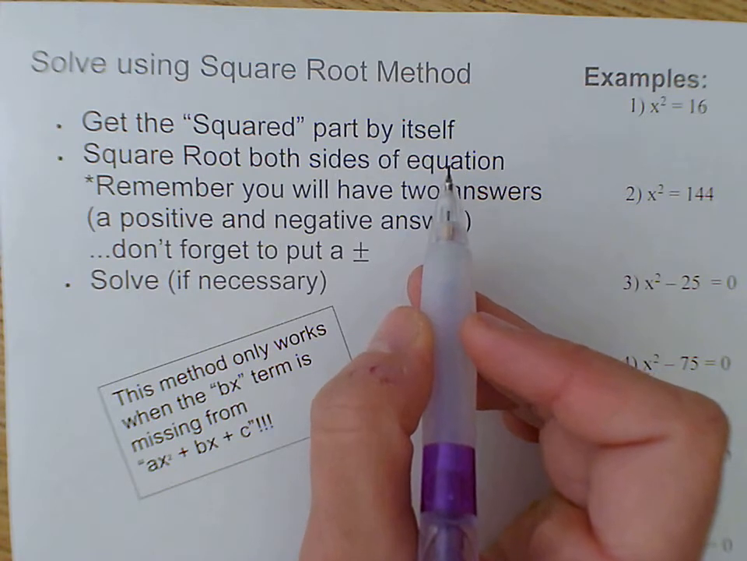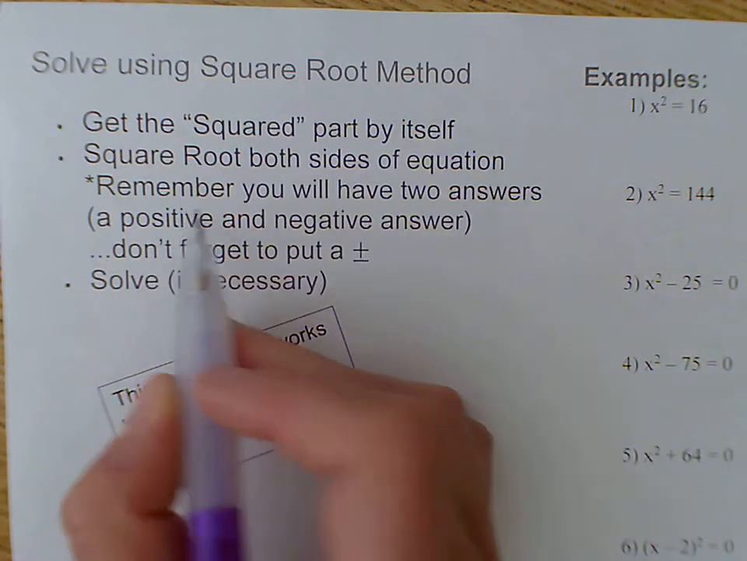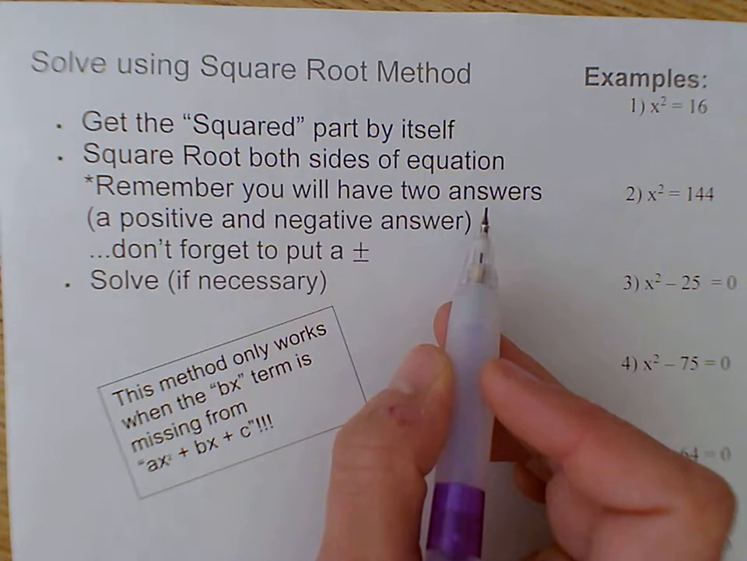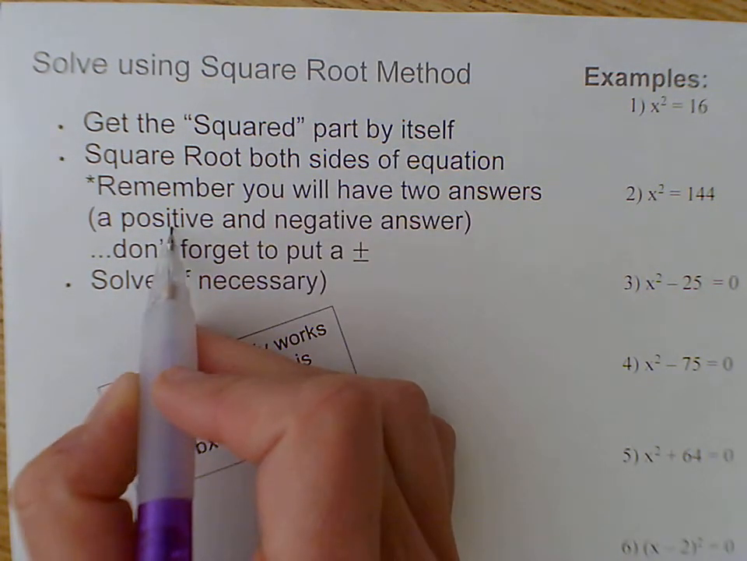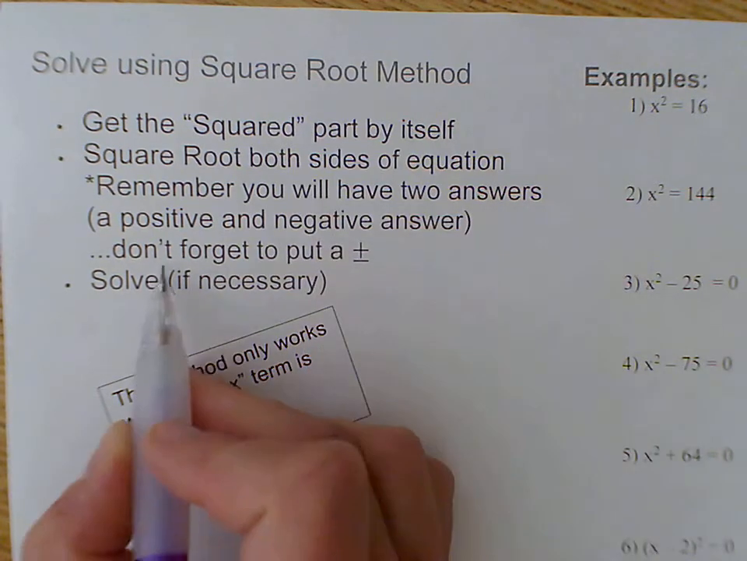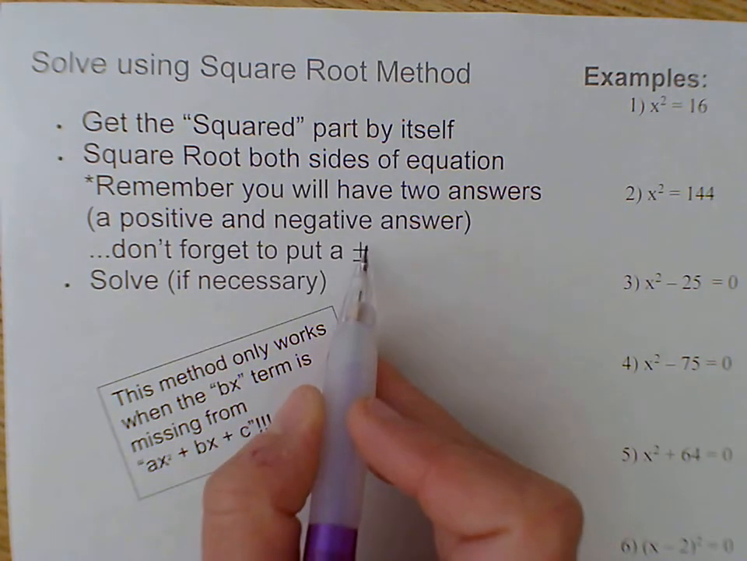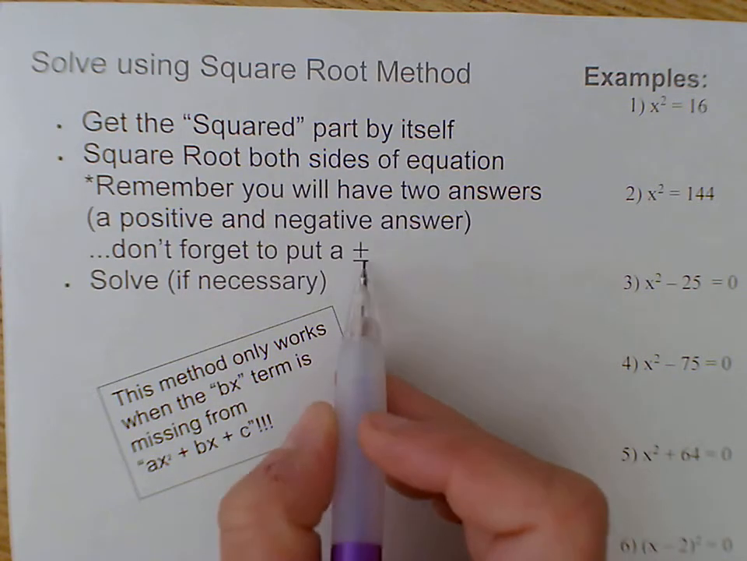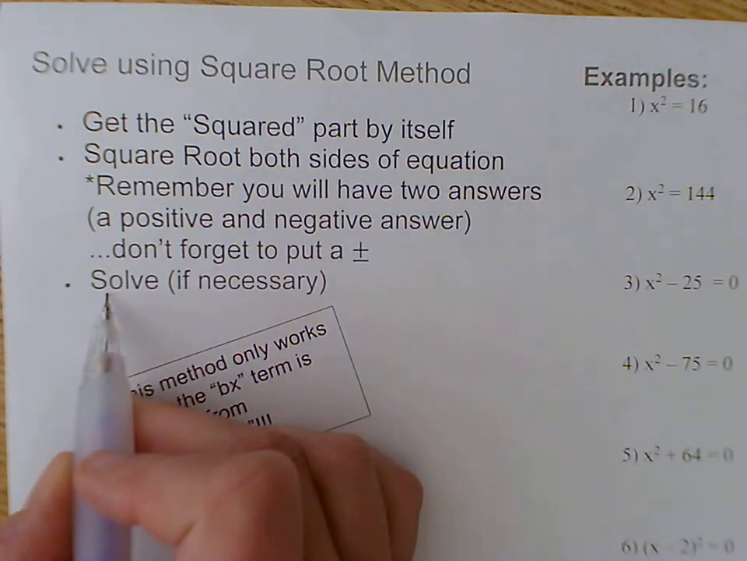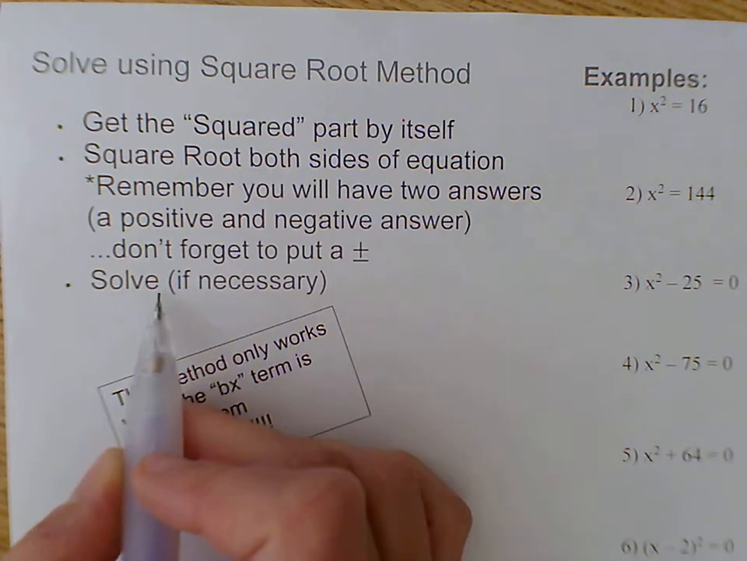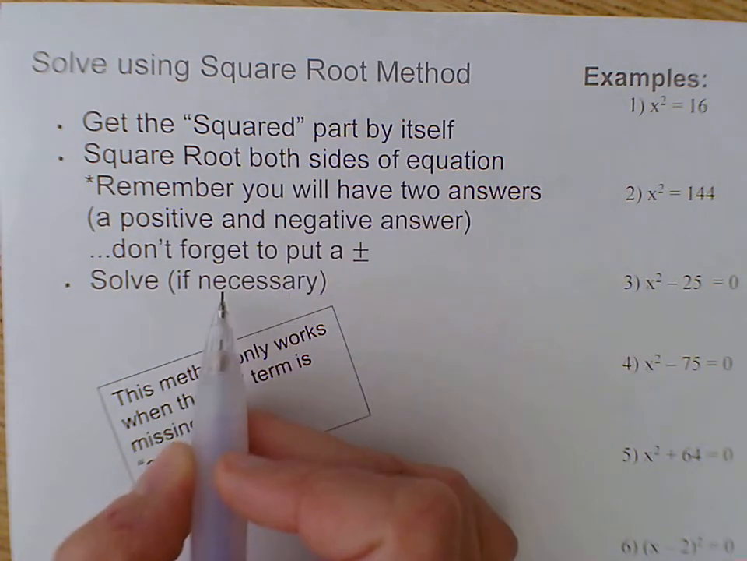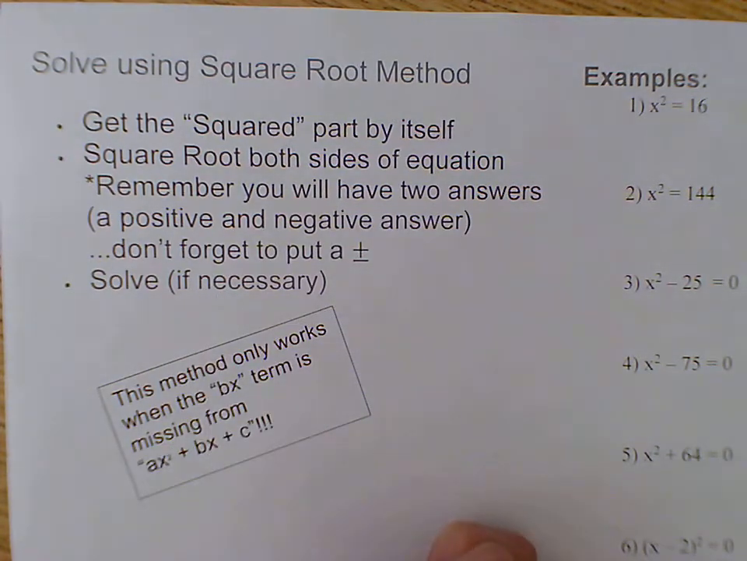After you do that, you have to remember that it's going to give you two answers, and we'll talk about that in a minute. It's going to give you a positive and a negative answer, so you have to remember to put a plus or minus in front of what you get when you simplify. Then you may have to solve from there. That's why I put "if necessary", because sometimes you might already have your answers, but for other problems you're going to have to solve the rest of the way.